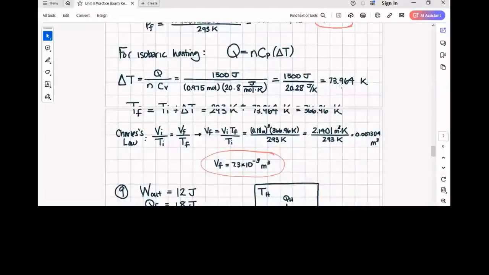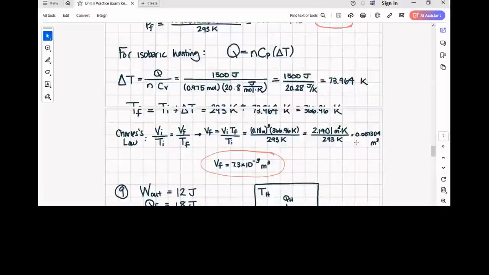But at this point, we can just figure out what the temperature change is. You get about 74 Kelvin. And just like before, if we know the initial temperature and we have a delta T, we can solve for the final temperature, which is 366.96 Kelvin. And now, because I have a constant pressure process, instead of Gay-Lussac's law or Boyle's law, we can use Charles's law. V initial over T initial is equal to V final over T final. So I can solve this for the final volume.